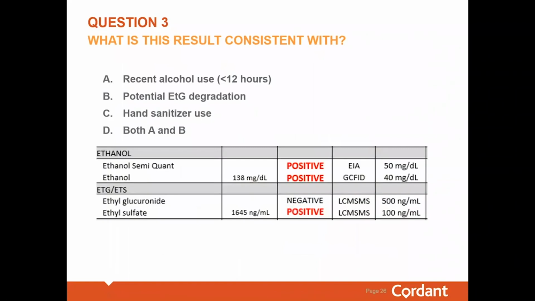And finally, what is this result consistent with? Here we have ethanol at 138, that's parent ethanol, mind you, above the cutoff. Also, we have ETS present at 1,645 above the cutoff and no ethyl glucuronide. So is this consistent with recent alcohol use, potential ETG degradation, hand sanitizer use, or both A and B?